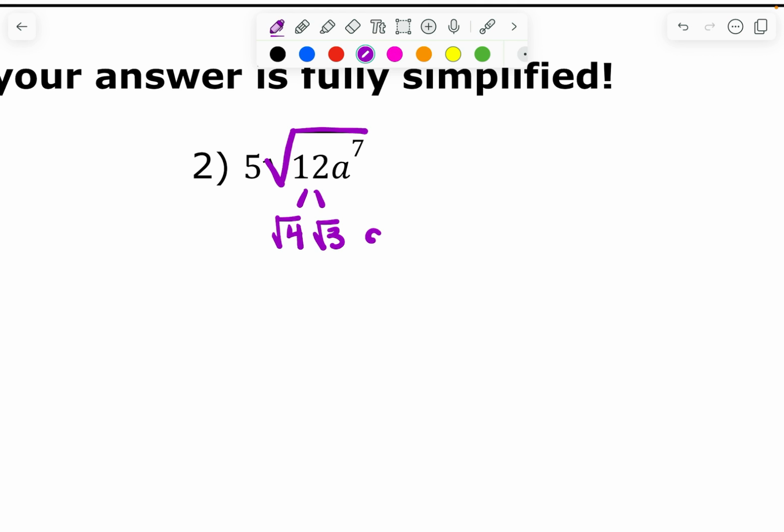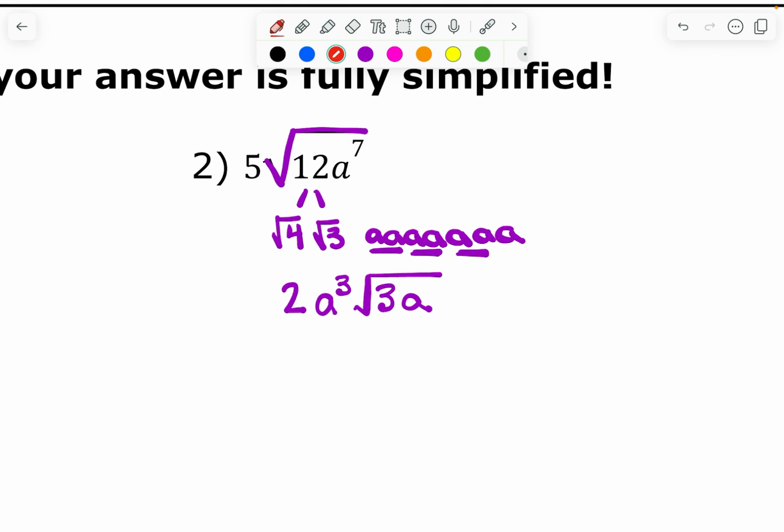My a to the 7th, I know is 1, 2, 3, 4, 5, 6, 7. So I'm going to create my pairs for a's. I know that the square root of 4 is going to turn into a 2 that's out front. I'm going to bring 1, 2, 3 a's out front because I have 3 pairs. So I'm going to bring a to the 3rd. Underneath the root, I still have a 3. And I have an a that I did not underline, that did not have a pair.